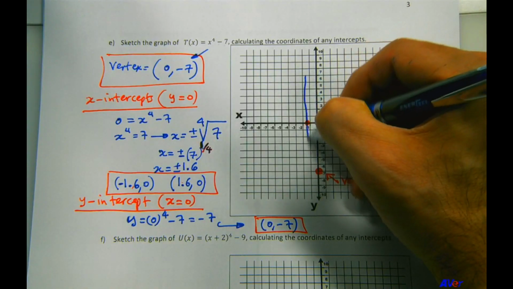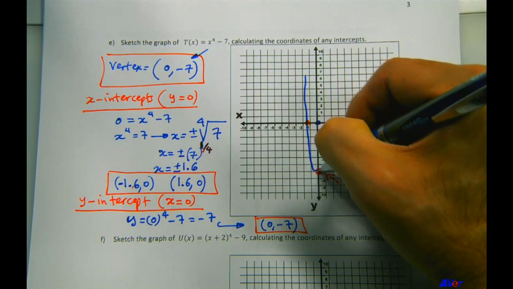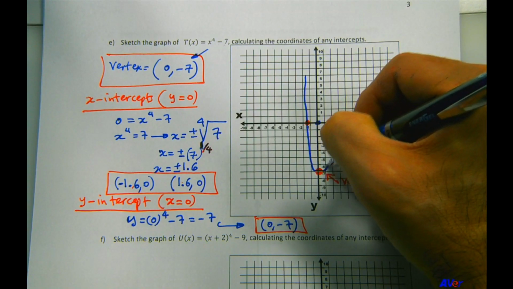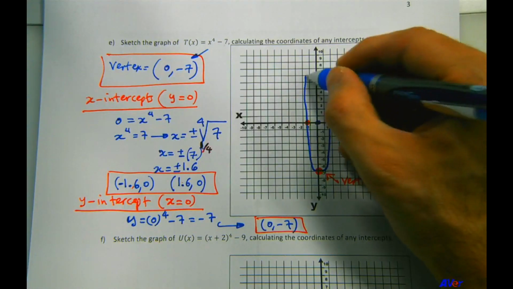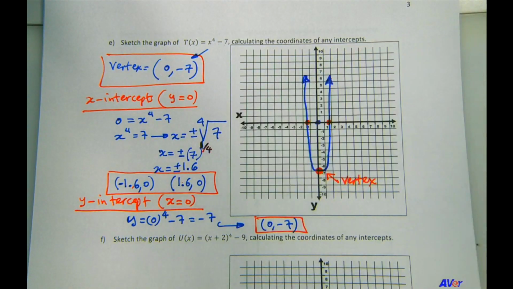So we're going to come here. We're going to do that. See how I flattened it? And then I'm going to go up like that. Okay, so that's roughly the graph of that function.